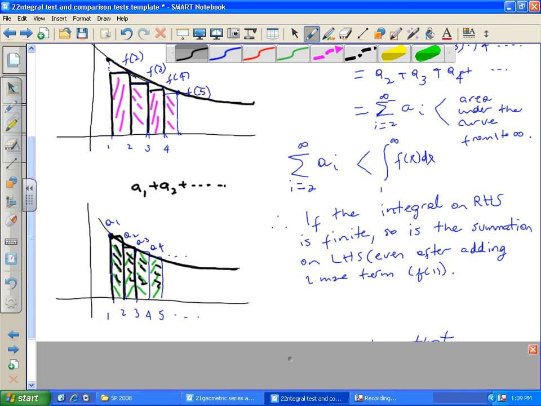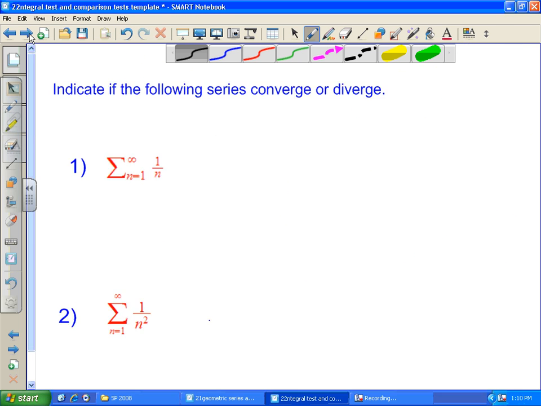If you're more interested in the details of the proof, please see the textbook. But again, I just wanted to give you at least some intuitive understanding about why this test works, because there's an intimate relationship between the integral of a function and a summation, because the integral is, after all, a summation. So all it's saying is if the integral converges, the summation will converge. If the integral diverges, the summation will diverge as well.